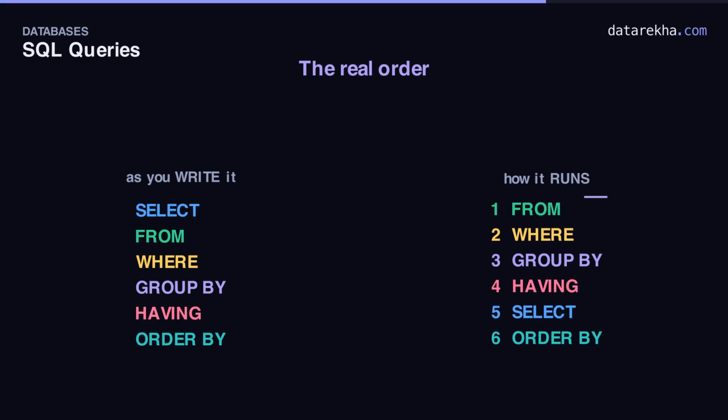This explains 2 things at once. Why where can't see a column nickname you defined in select. Select hasn't run yet. And why filtering always happens before grouping. Learn this pipeline and every query becomes readable.